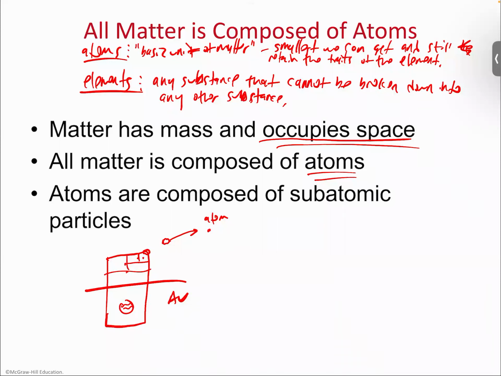This is usually when you get a little weight. How many of you say, yeah, this is still gold? How many of you say, no, I don't think that's gold anymore? About an even split. The answer is yes. This is still gold. Why? By definition, the atom is the smallest that we can get and still retain the properties or the traits of the element. What are the traits or the properties of gold?